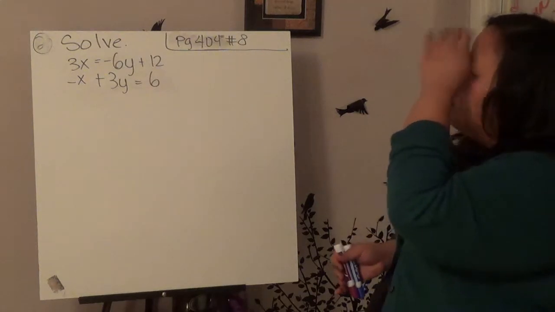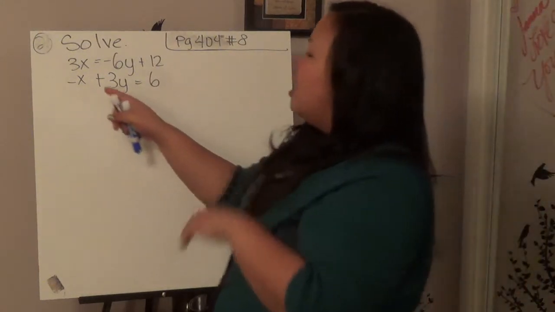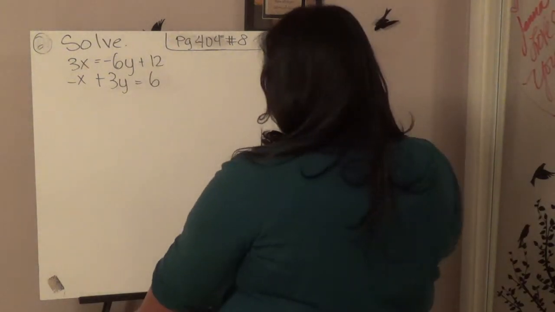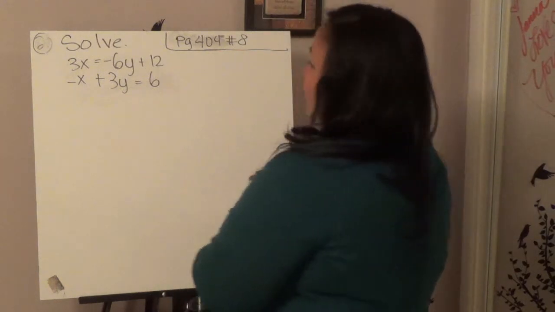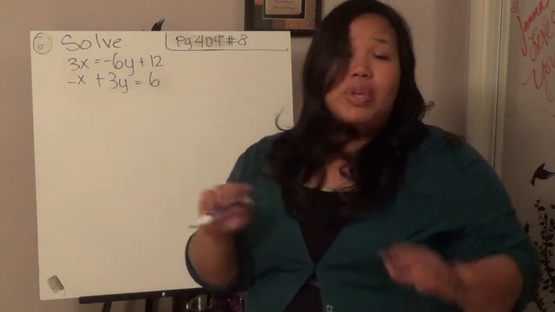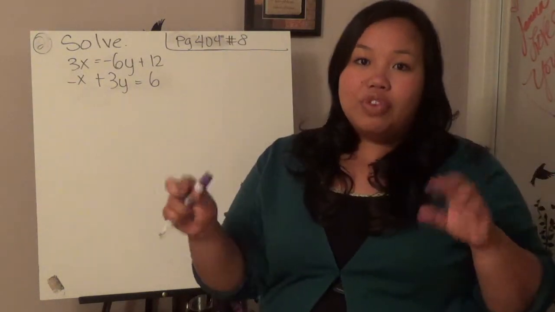Okay, so in this one it says to solve 3x equals 6y plus 12, negative x plus 3y equals 6. Okay, this is all scattered. The equal signs don't match up. Before we do anything, let's rearrange the equation, and you can't just move it. You have to follow the rules.